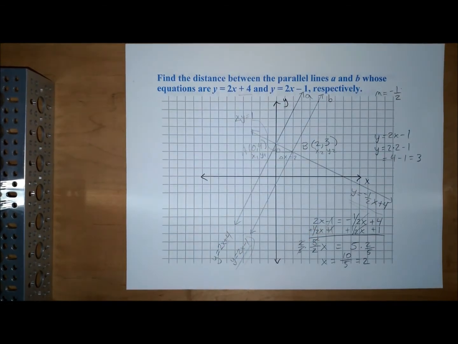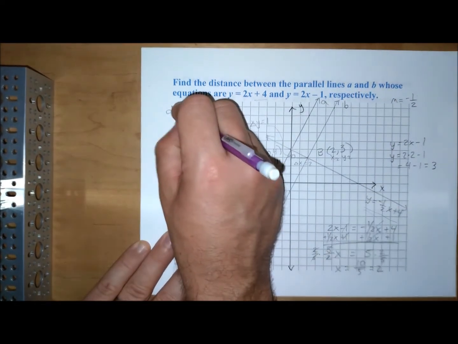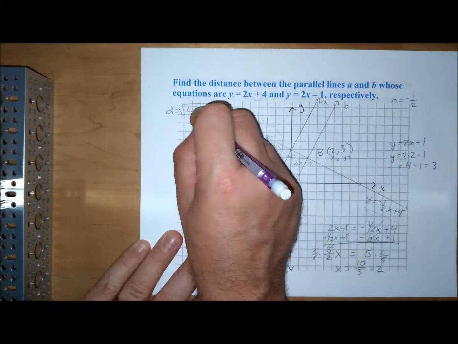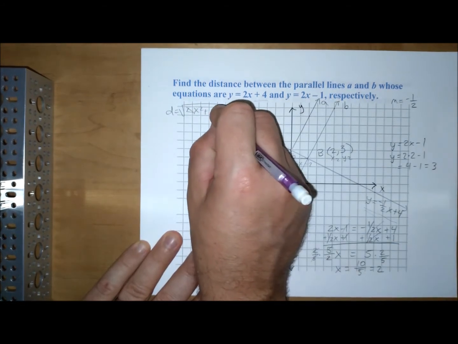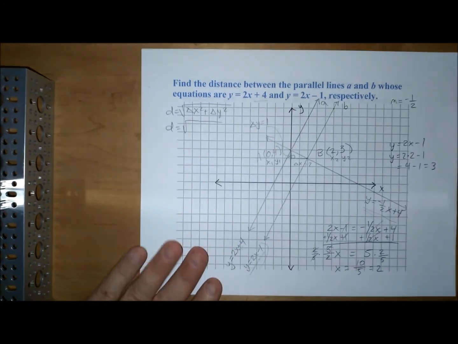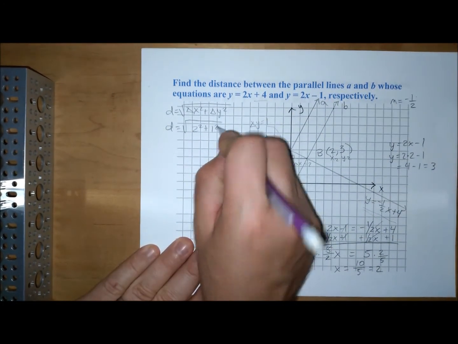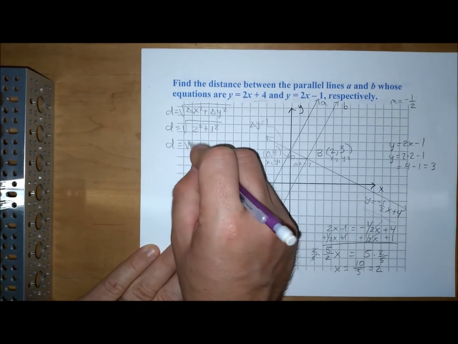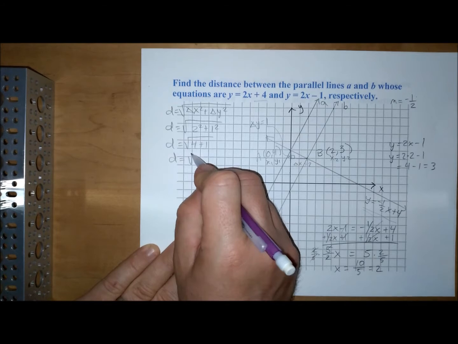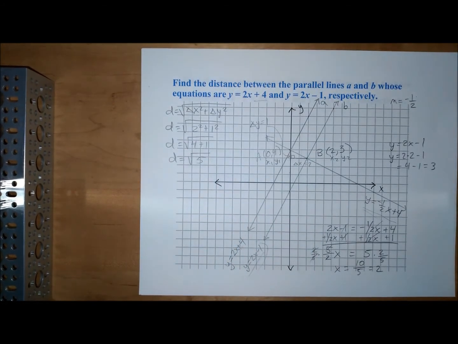Okay, so how about I just plug it into that slightly abbreviated version of the distance formula. Distance equals the square root of the change in x squared plus the change in y squared. So distance equals the square root of 2 squared plus 1 squared. So our distance is going to be the square root of 4 plus 1. Our distance between these lines is the square root of 5. Good.